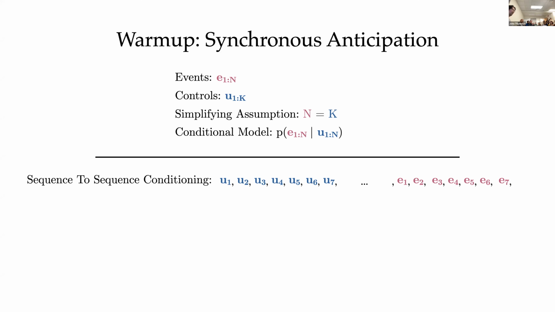And if you want to condition on the controls, just prompt the model with the sequence of controls and then run the autoregressive model from the end of the control sequence to generate the events. This is a totally reasonable way to solve this problem. Until I have 10,000 events. Okay, so now let's suppose I have 10,000 events.